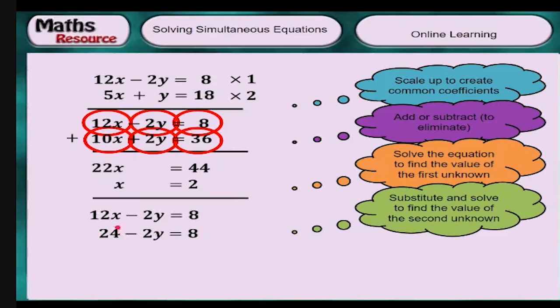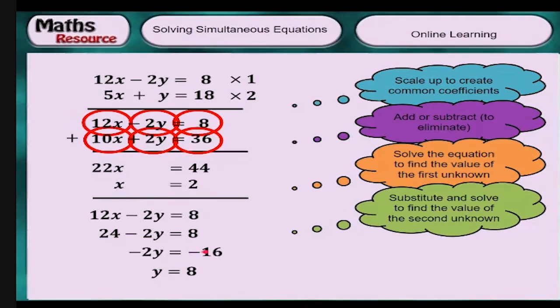I'm then going to get rid of this 24. So I'm going to subtract 24 from this side, 24 from that side. That leaves me with minus 2y equals minus 16. Again, I don't want minus 2y, I just want y on its own. So what I have to do is divide by minus 2. Minus 2 divided by minus 2 just gives me y. Remember, two negatives make a positive.